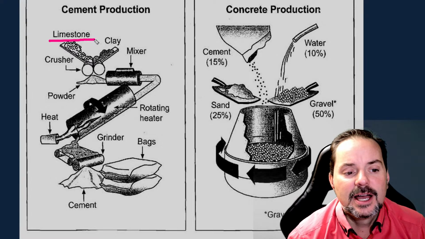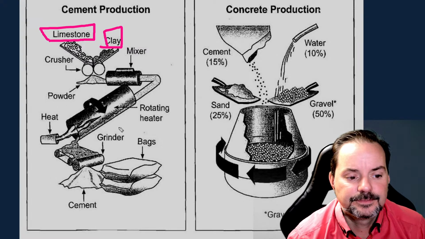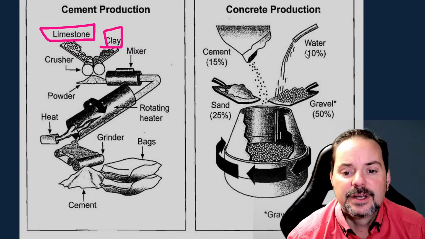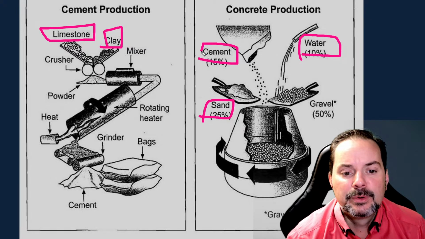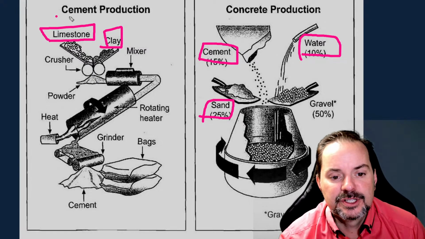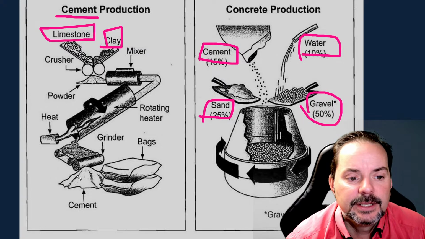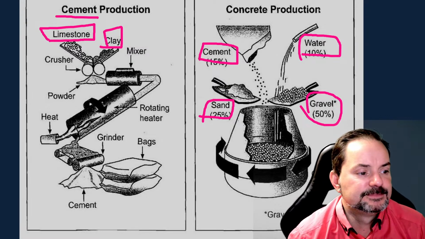So we've got limestone, we've got clay. Don't worry about the bags. We've got water. Okay. We've got sand. Yeah, we can say cement. That's what the first one is here. And we've got gravel, right? So we've got 6 materials, basically. Okay.